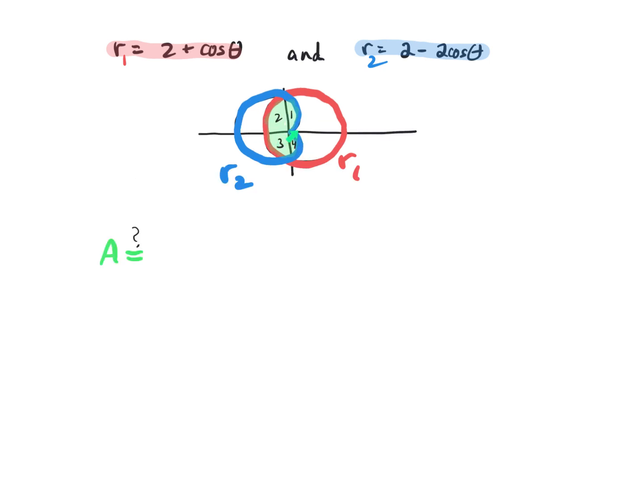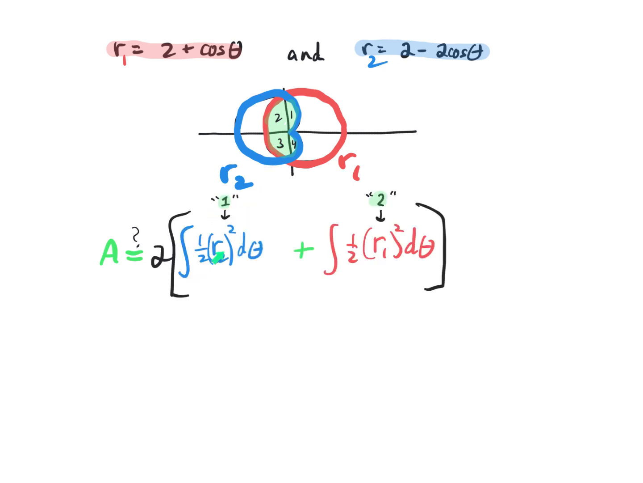For this problem, you just want to think of this green area as 4 distinct regions. Region 1 is only defined by the blue curve. Region 2 is only defined by the red curve. We have symmetry, so we can just find the area of region 1 and 2 and then double it. That's how I'm going to do this problem.